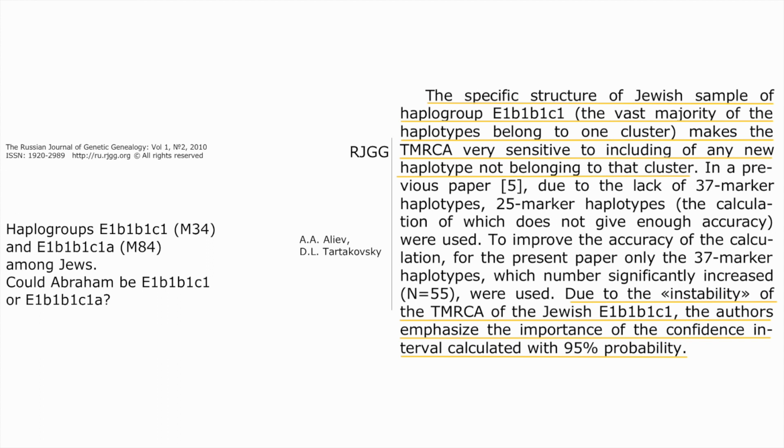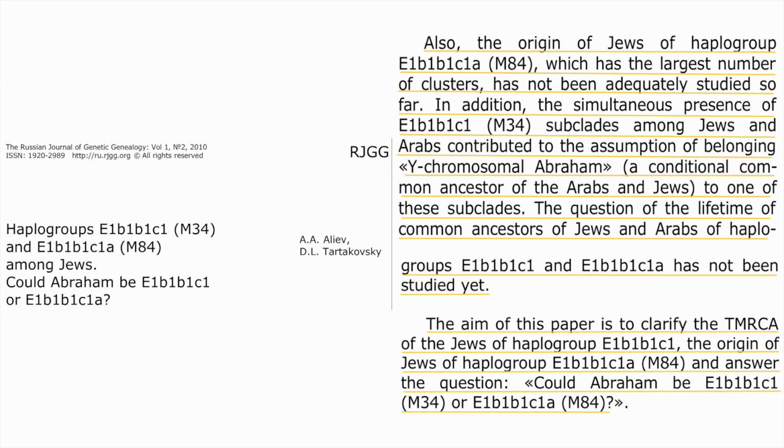Due to the instability of the TMRCA of the Jewish E1b1c1, the authors emphasize the importance of the confidence interval calculated by 95% probability. Also, the origin of Jews of haplogroup M84, which has the largest number of clusters, has not been adequately studied so far. In addition, the simultaneous presence of M34 subclades among the Jews and Arabs contributes to the assumption of belonging of Y-chromosomal Abraham, a conditional common ancestor of the Arabs and Jews, to one of these subclades.